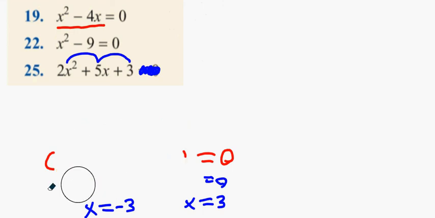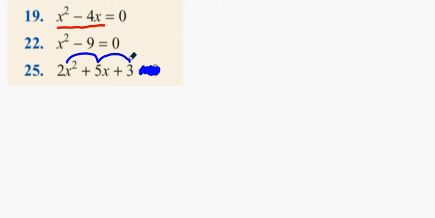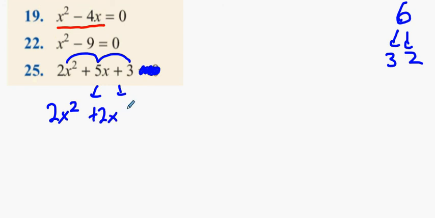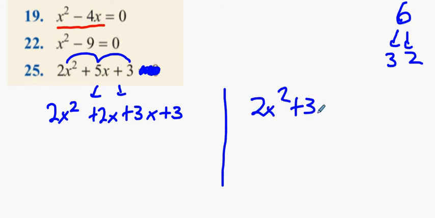The first thing you're going to do is multiply the 2 by the 3, and what do you get? 6. 2 numbers that multiply to give you 6, but will add to give you 5. 3 and 2. Now you rewrite it as 2x squared, you split it up into 2x plus 3x. You can also do 3x plus 2x, it doesn't matter. Okay? In fact, I'll show you both ways just to show you that it doesn't matter. Okay, we're going to do both methods side by side.